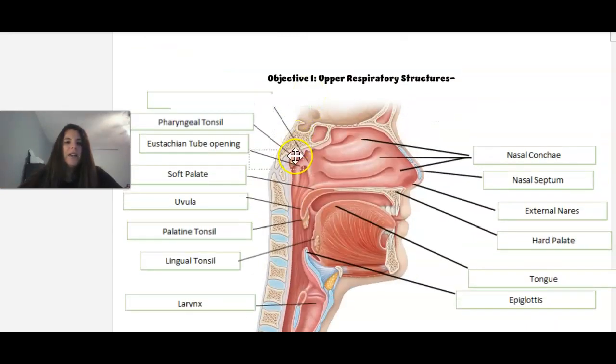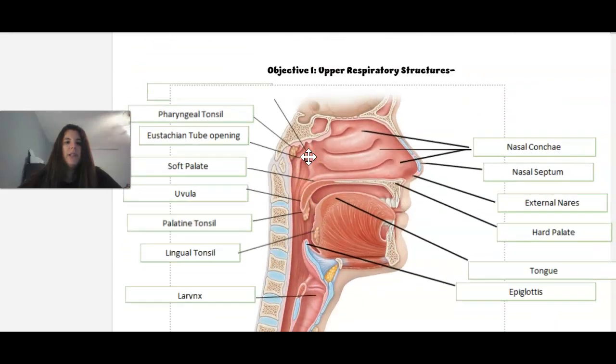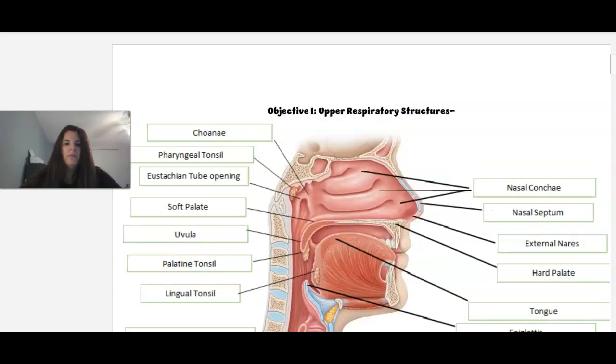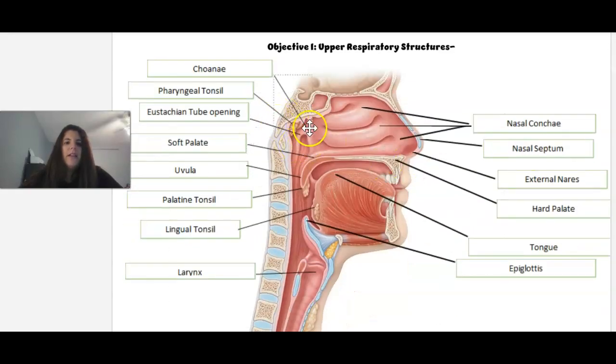In the back here is your nasal choanae, which you'll want to draw a line right here, because that's where it is. It's basically the division between your nasal cavity and your oral cavity.